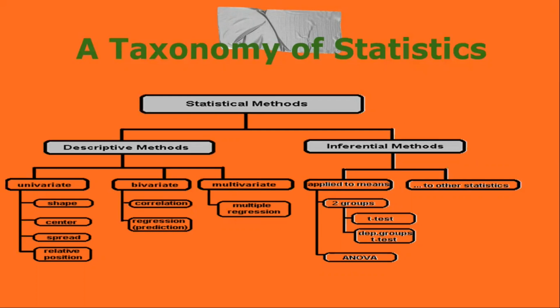Bivariate statistics look at things like correlation and regression for prediction purposes. Lastly, we have multiple regression in multivariate statistics.